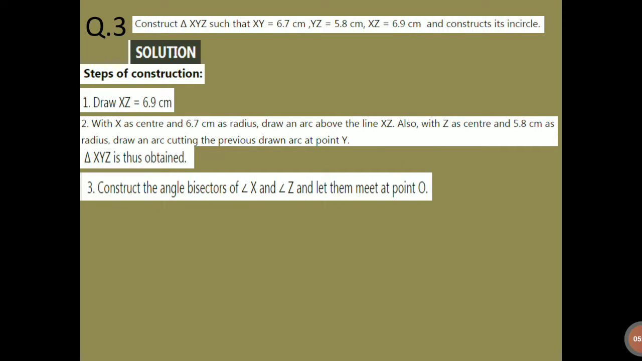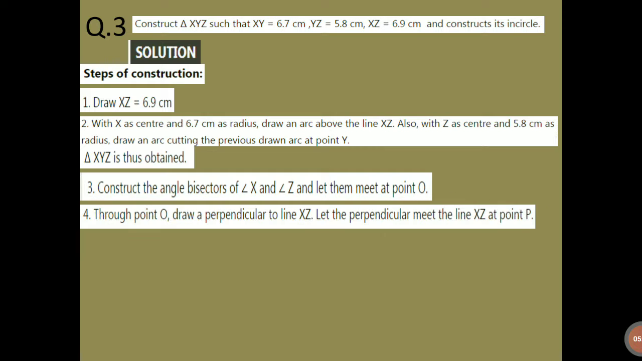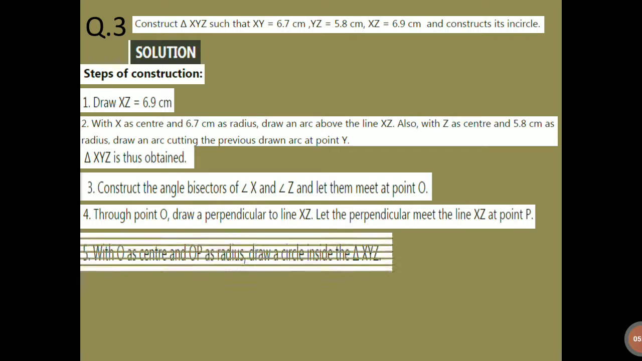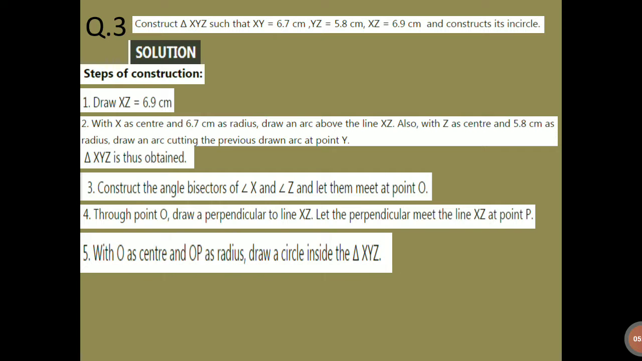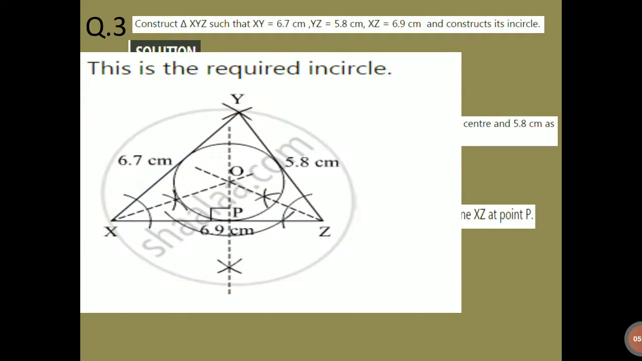Construct the angle bisectors of angle X and angle Z and let them meet at O. Through the point O, draw a perpendicular to line XZ. Let the perpendicular meet XZ at point P. With O as center and OP as radius, draw a circle inside the triangle XYZ. So this is the required figure.